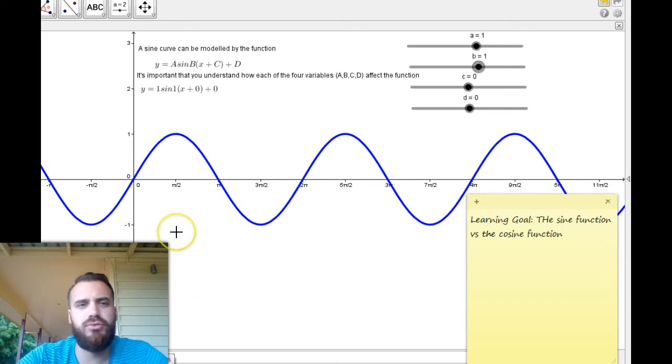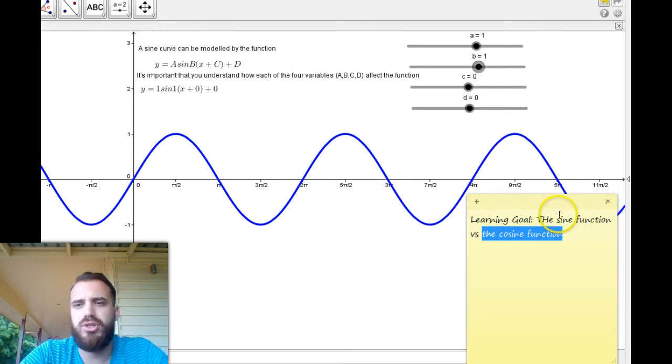Okay, so this is just a really quick video here. We needed to look at the sine function. The last 3 videos we've looked at the sine function and transformations of the sine function. We've largely ignored the cosine function. That's because they're very, very similar functions. The only difference is that they start from a different position.